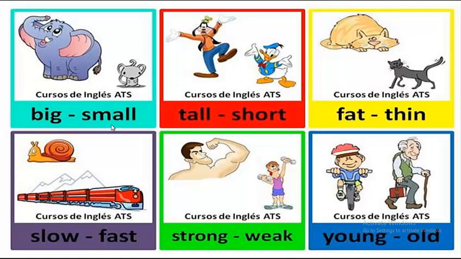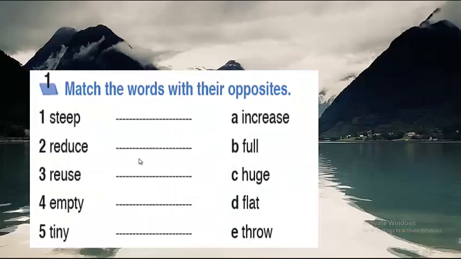Big, small, tall, short, fat, thin, slow, fast, strong, weak, young, old. Exercise number 1. Match the words with their opposites. Here, my dear students, we have 5 words and their opposites. We want to match each word with its opposite.